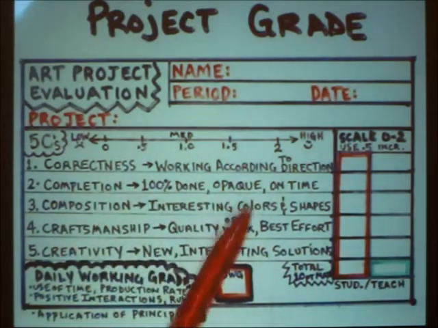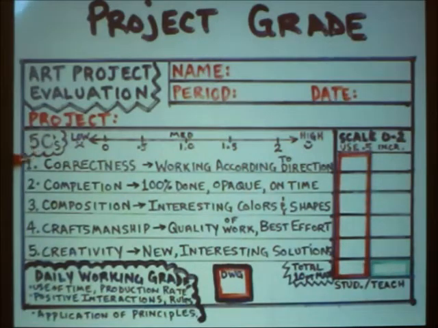So the first thing that we evaluate is correctness. Did you do the project according to the directions that I gave you? And those directions usually are very lengthy and require you to do a worksheet of some sort and some preparatory planning, and also lay out your paper and then follow the directions carefully. And if you were able to do all of that and abide by and create your project with all those directions in mind, then you could give yourself a 2 here.